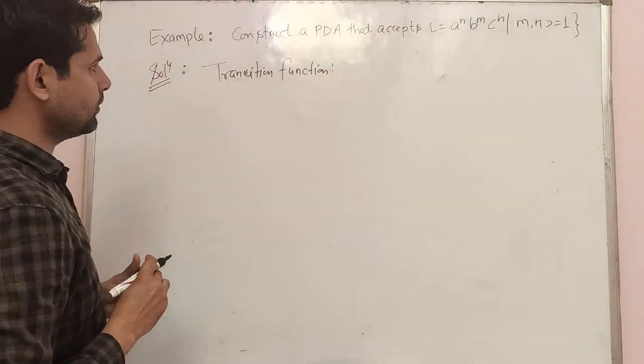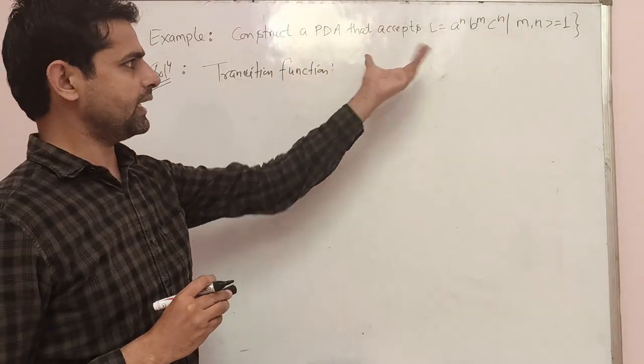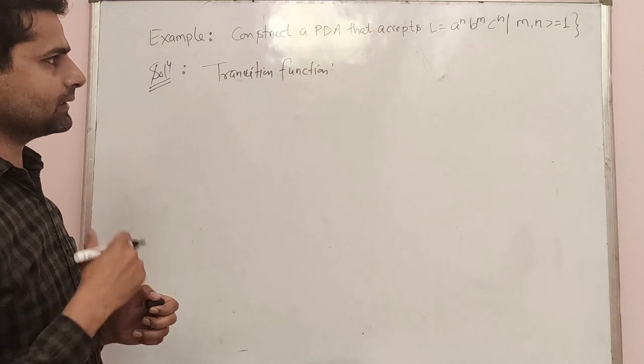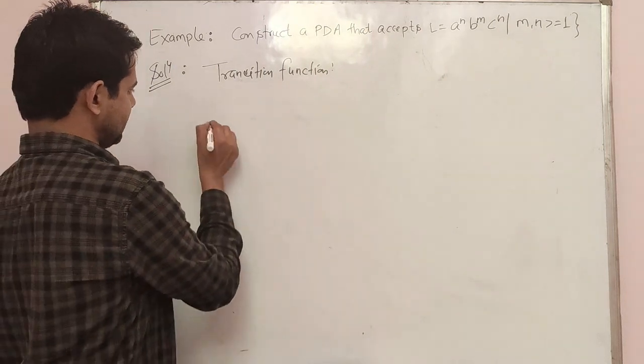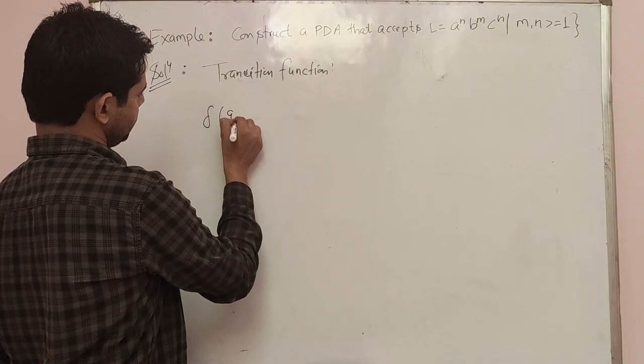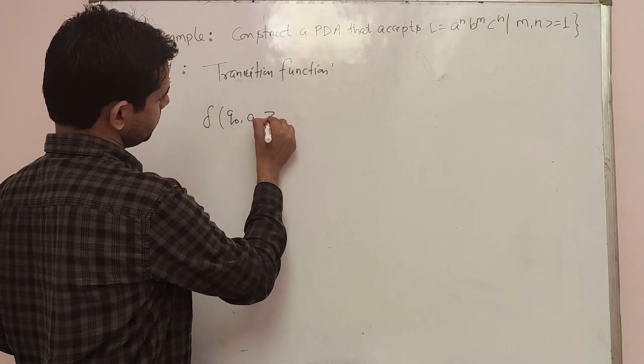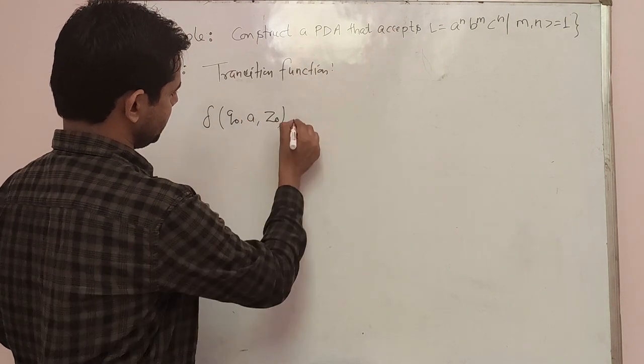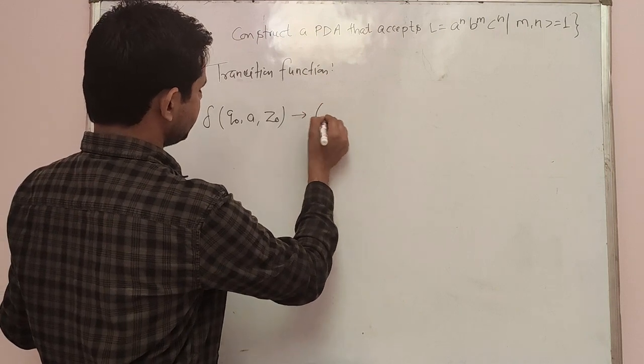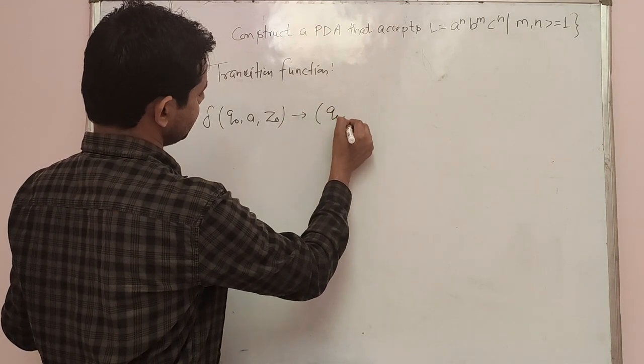Okay, so first of all, what will we do? First, we will add all possible A's to the stack, right? In state Q0, the input symbol is A and the stack symbol is Z0, right? Then what will we do? We are just adding, and we stay in the same state.